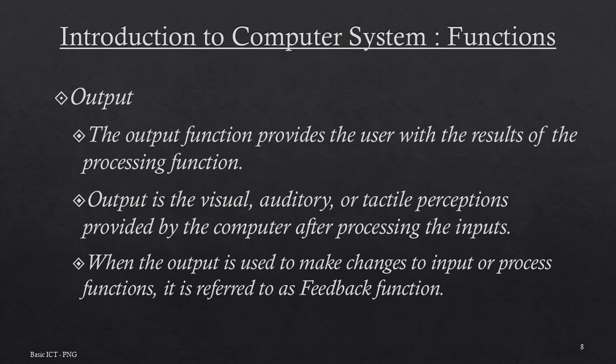Next, let's look at the output function. The output function provides the user with the results of the processing function. Output is the visual, auditory, or tactile perceptions provided by the computer after processing the inputs. When the output is used to make changes to input or processing functions, this is referred to as feedback function.